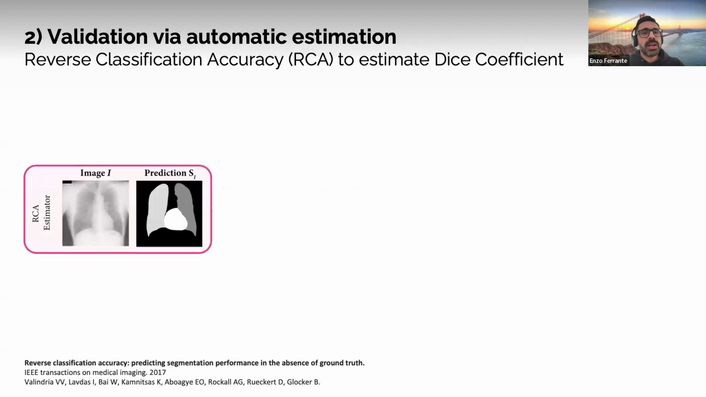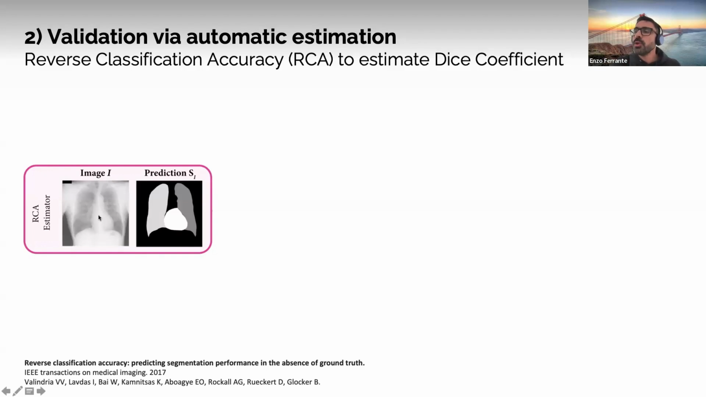So in order to generate this per image dice coefficient without ground truth, we resorted to a paper that was published a few years ago by Ben Glocker and his team at Imperial College that is called reverse classification accuracy. And this is a very simple technique that I will quickly explain now that allowed us to estimate these dice coefficients for every image. And the idea goes as follows.